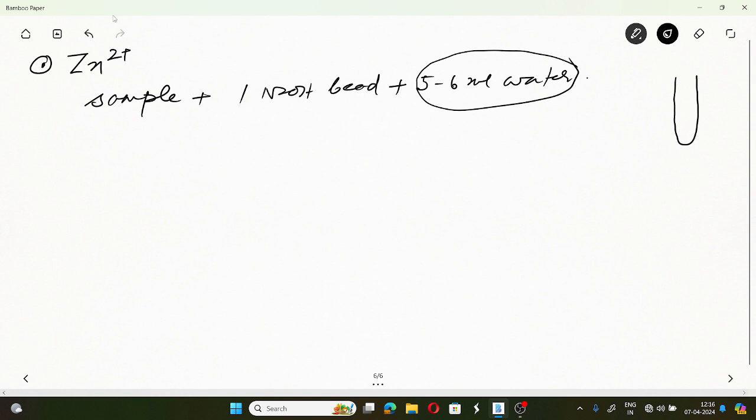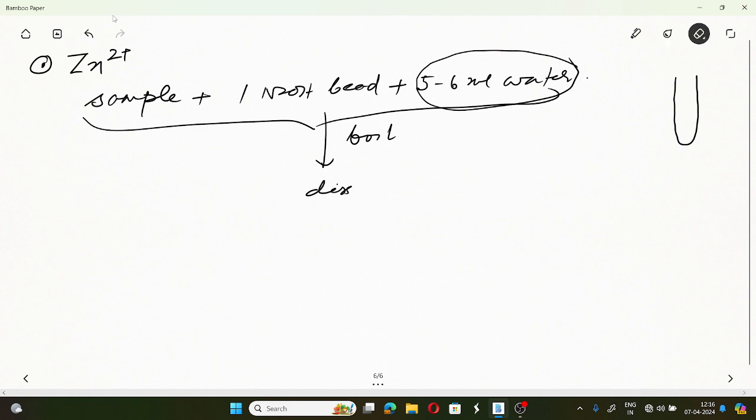So then what you will do, you reflux this. You boil it. বয়েল করলে কি হবে? If the sample contains zinc, it will be converted to sodium zincate, so it will dissolve. If it does not dissolve, you filter it. The filtrate will obviously be sodium zincate, because there can be other samples which will not dissolve in NaOH. So that's why filtration is required.